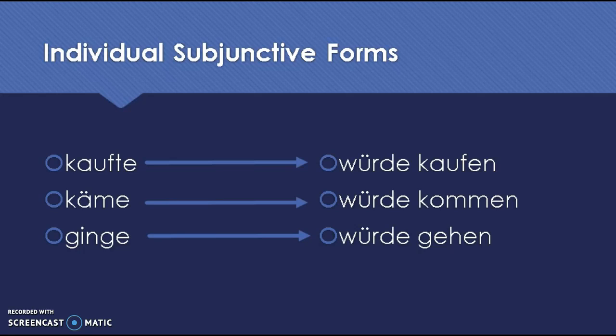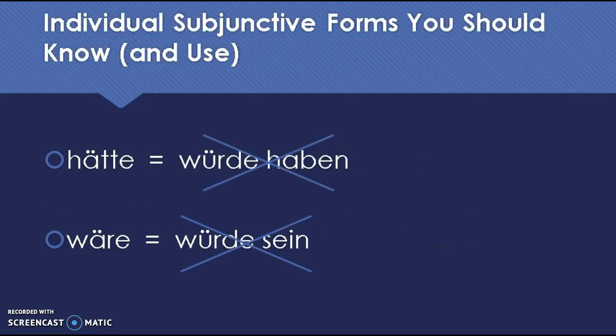However, there are a few individual subjunctive forms that you should know and use because they are very common and they are not used with würde. This would be hätte, which is würde haben, would have. You would not say würde haben, you would say hätte. And wäre. This is würde sein or would be. You would not say würde sein, you would say wäre.